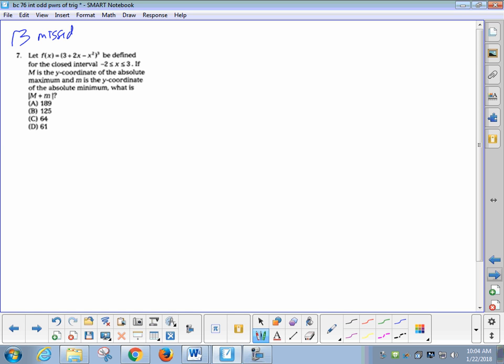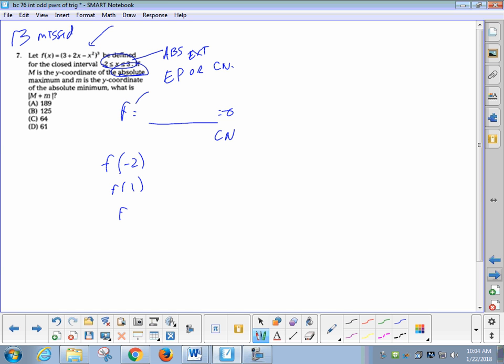Some people failed to remember the extreme value theorem. It's continuous on a closed interval. It's an absolute extrema problem, and so it's more the approach: absolute extrema are at endpoints or critical numbers. You would find f prime, set it equal to 0 to find the critical numbers, and then the candidates I had that were in the region were f at -2, f at 1, and f at 3. That went okay.